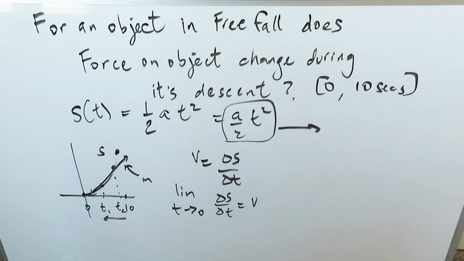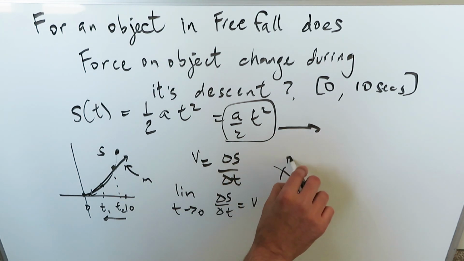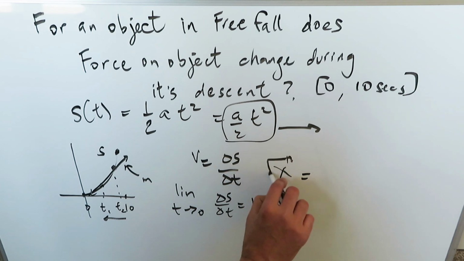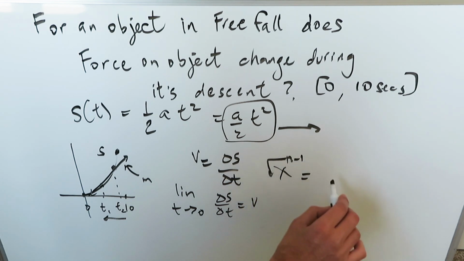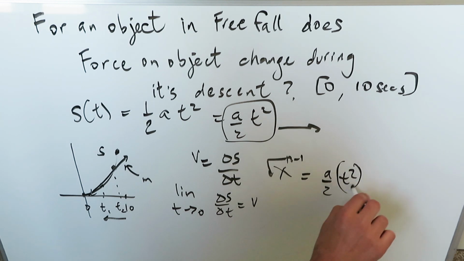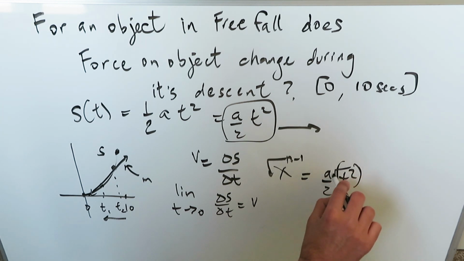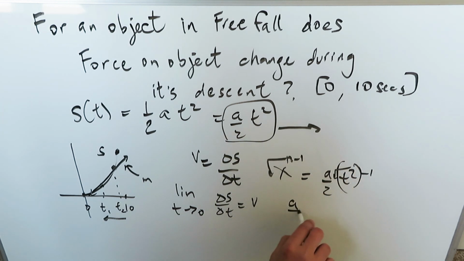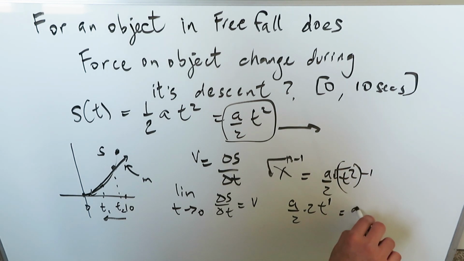The derivative of something like this is easy. Your template is x to the power of n. When you do a derivative, the exponent becomes a coefficient and the exponent is reduced by 1. I have a over 2 t squared. This right here is my constant, this right here is my variable. The 2 will come over here and it'll be reduced by 1. So I'll have a over 2 times 2 t to the power of 1. When you simplify it, you'll have a t.